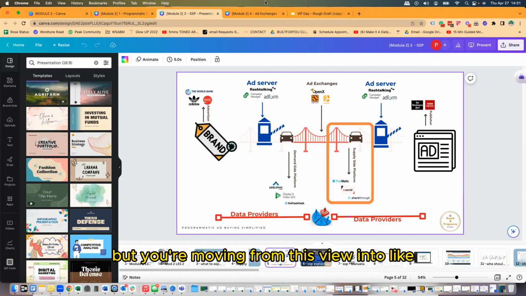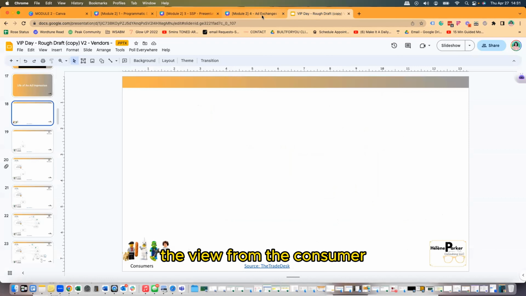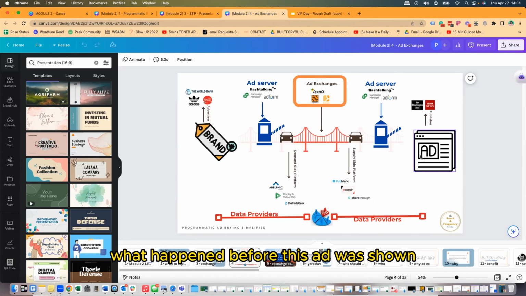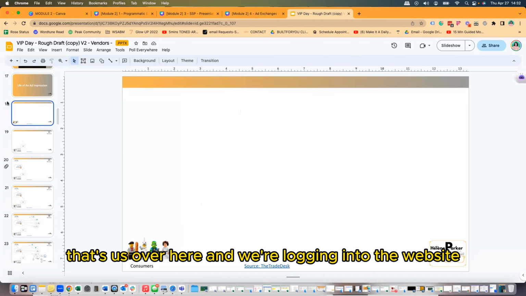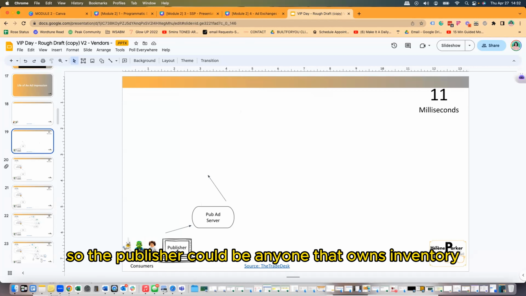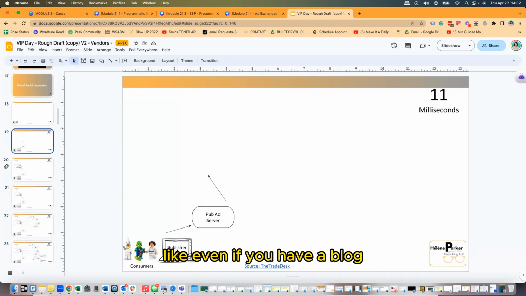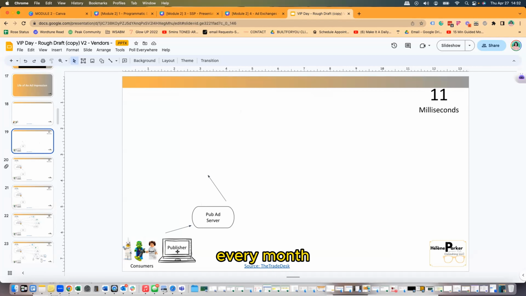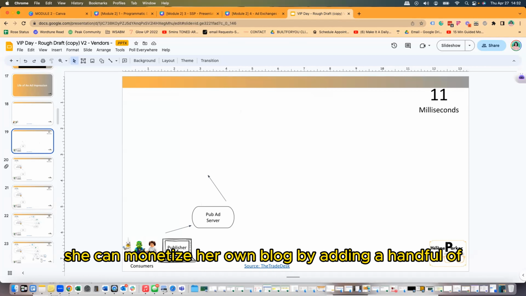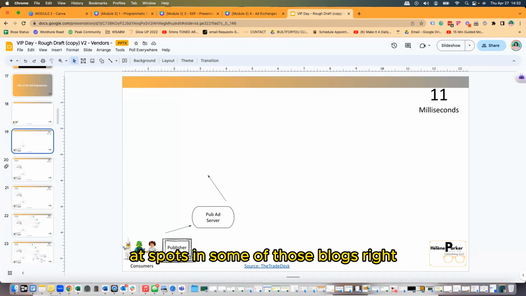But you're moving from this view into the view from the consumer. So whoever is seeing this ad, what happened before this ad was shown? And that's what we mean by the life of an ad impression. So the consumer, that's us over here, and we're logging into the website, right? So the publisher could be anyone that owns inventory. Even if you have a blog, let's say Miranda has a blog and she has 1 million people reading her blog every month, she can monetize her own blog by adding a handful of ad spots in some of those blogs, right? And she becomes a publisher.